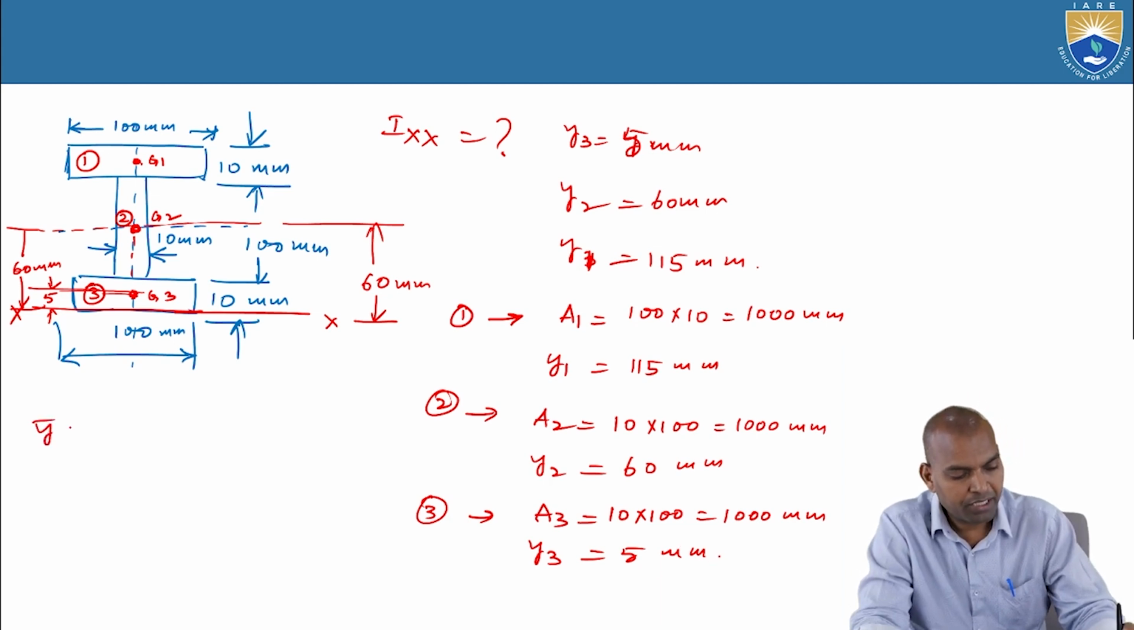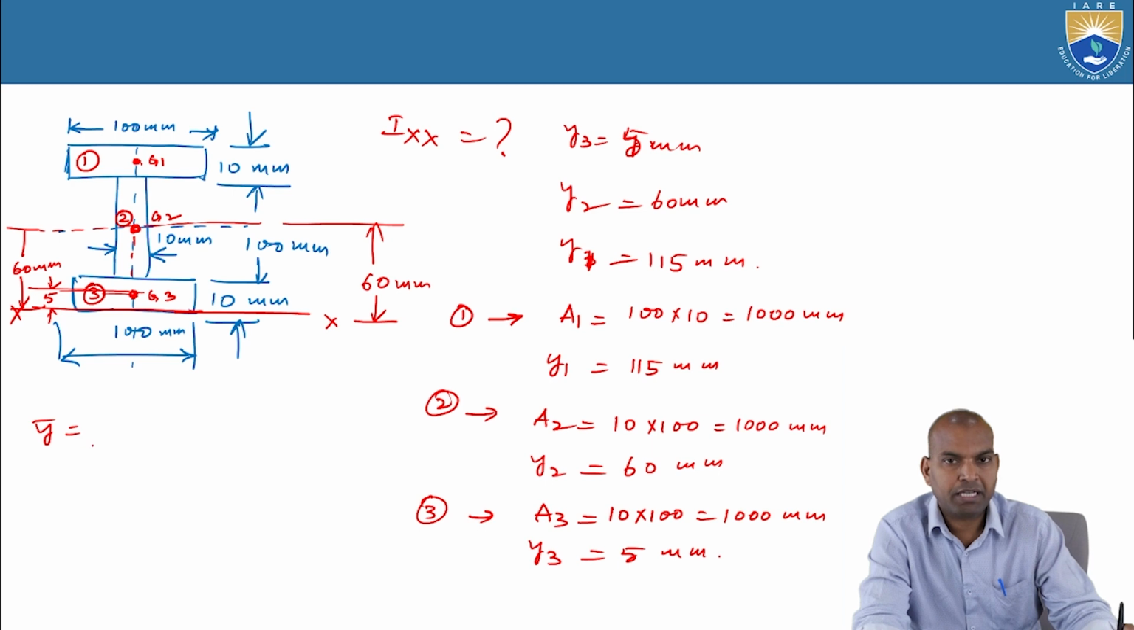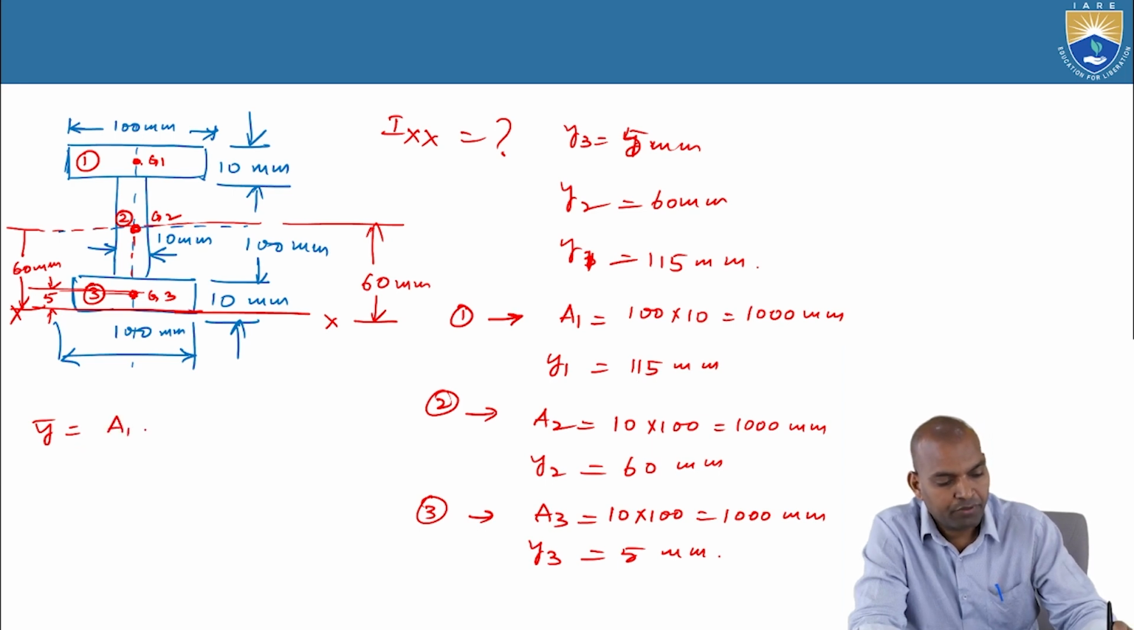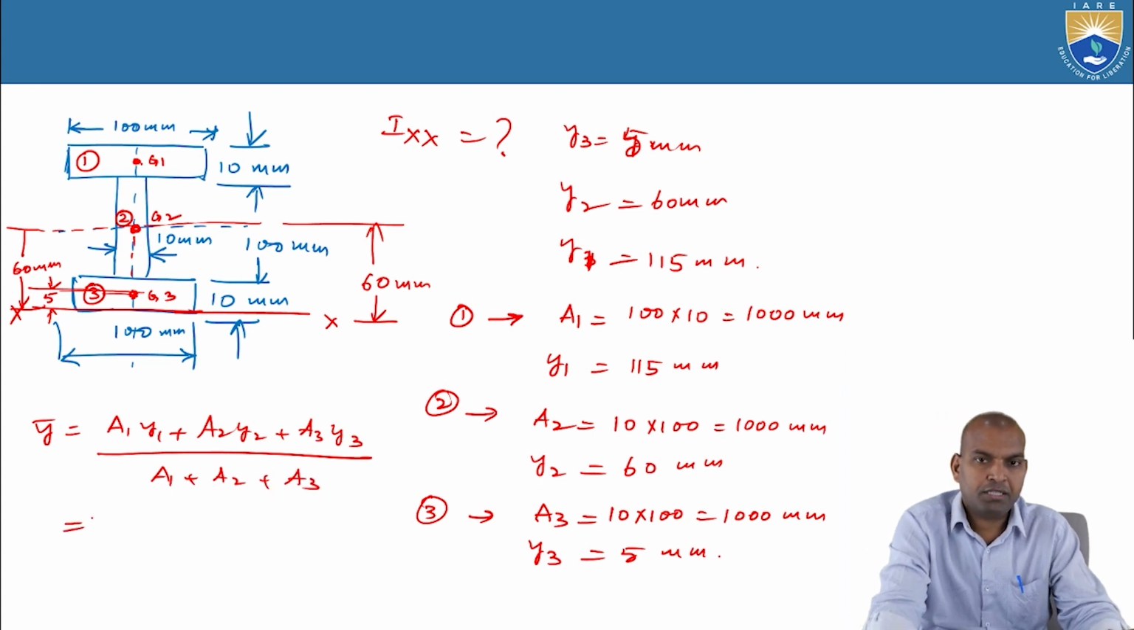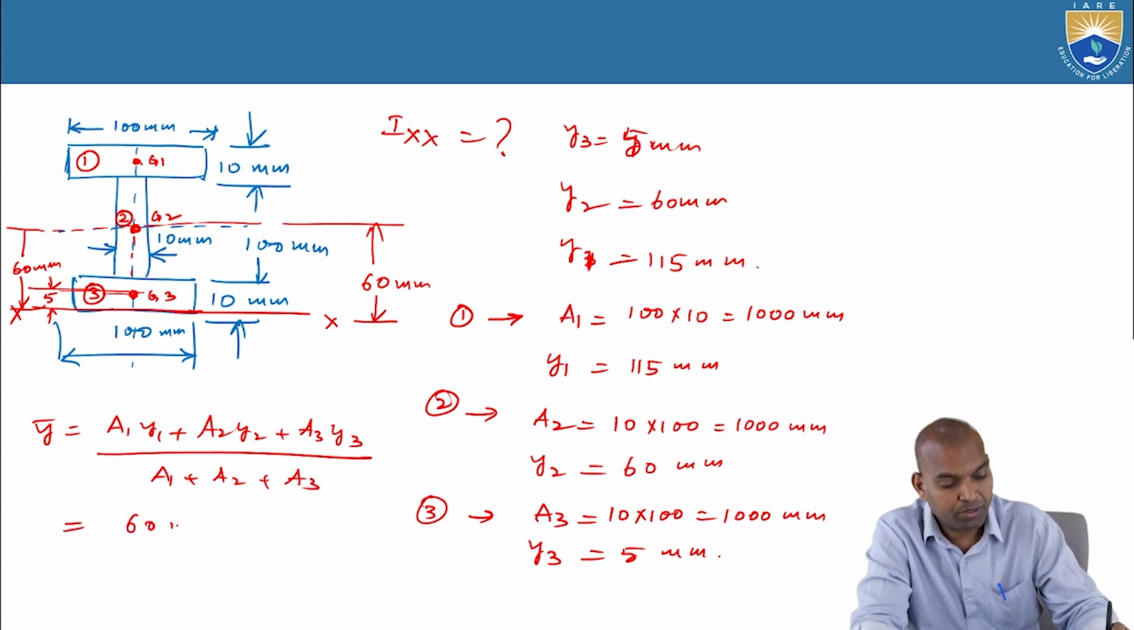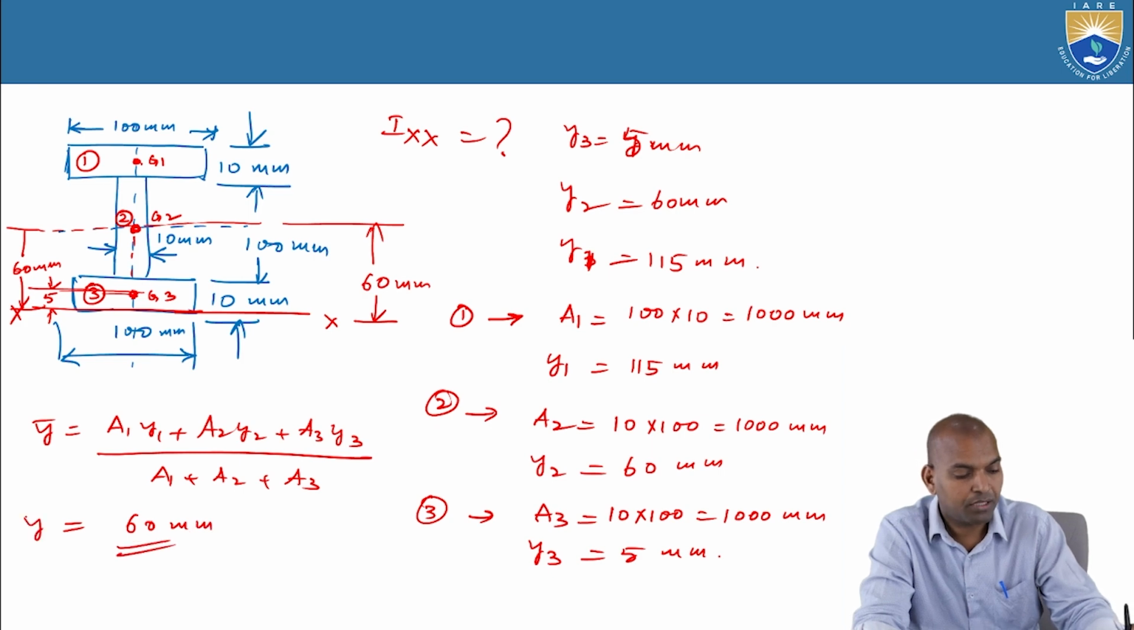Now, what is bar Y, the center of gravity of this I section? It is A1 Y1 plus A2 Y2 plus A3 Y3, divided by A1 plus A2 plus A3. If you substitute here, you get the answer, and that answer becomes 60 millimeters for bar Y.